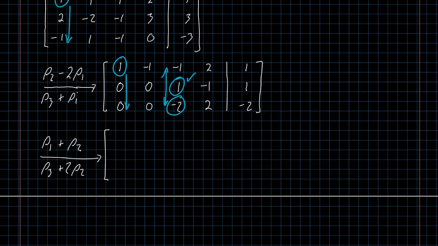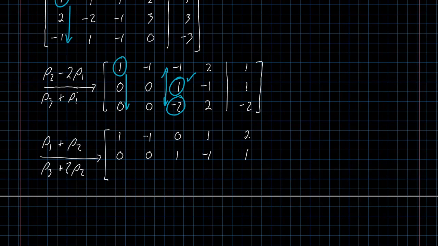All right, so term by term. First row plus second row. 1 plus 0 is 1. Negative 1 plus 0 is negative 1. Negative 1 plus 1 is 0. 2 plus negative 1 is 1. And 1 plus 1 is 2. Second row stays the same. 0, 0, 1, negative 1, 1.